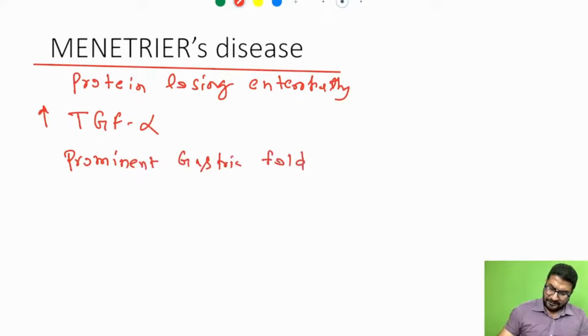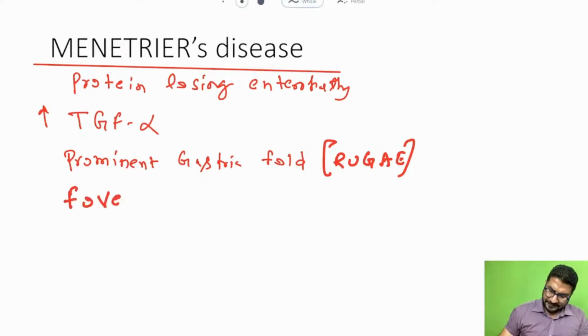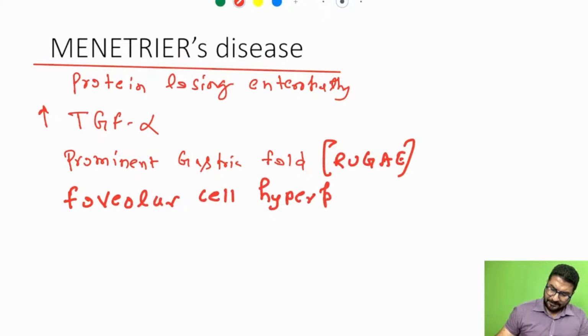We call them rugae. And remember, in this you will notice there is hyperplasia of a cell. We call them foveolar cell hyperplasia.